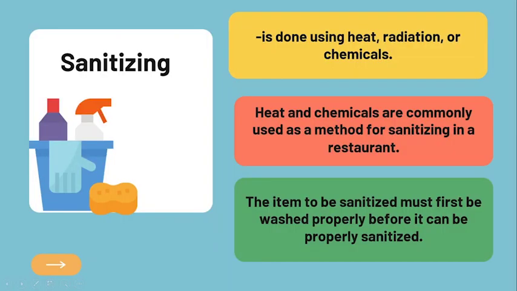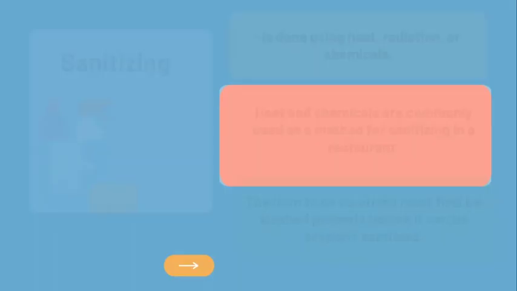Sanitizing. It is done using heat, radiation, or chemicals. Heat and chemicals are commonly used as methods for sanitizing in restaurants. The item to be sanitized must first be washed properly before it can be properly sanitized.